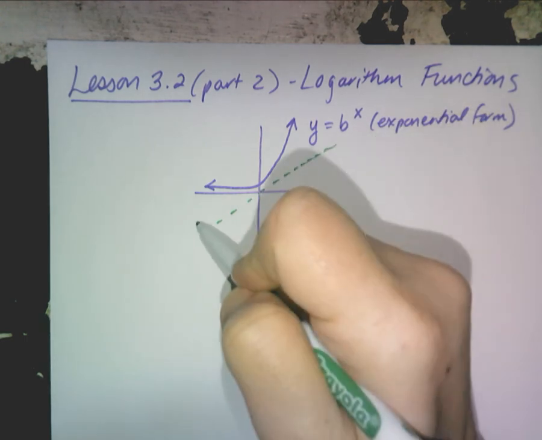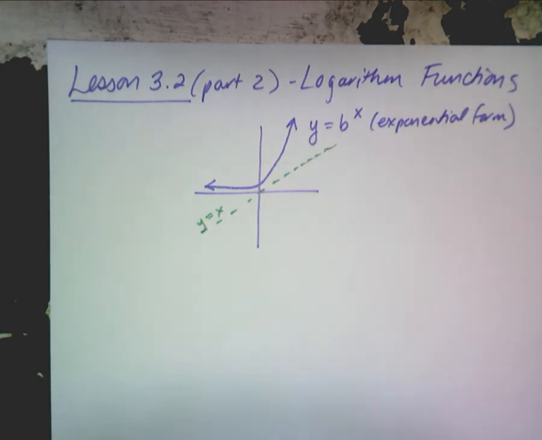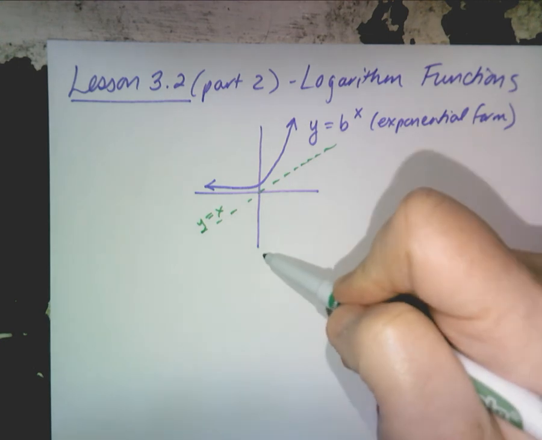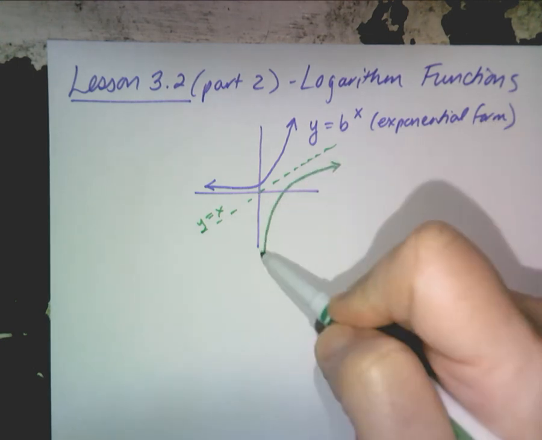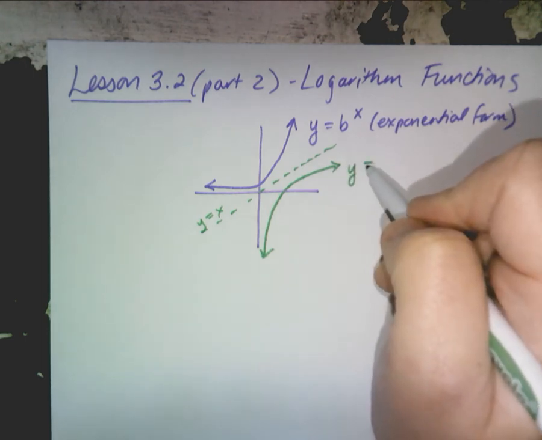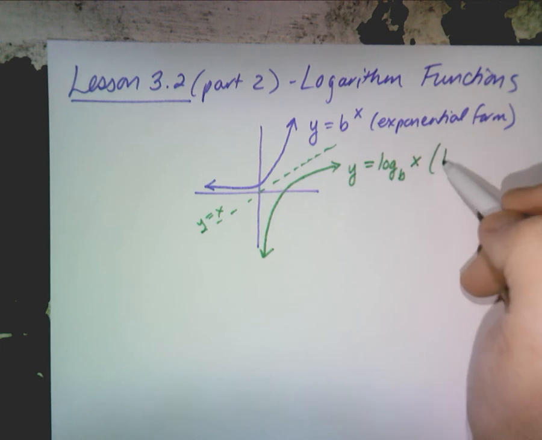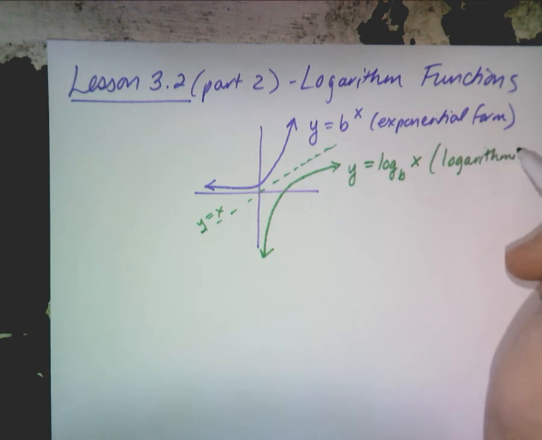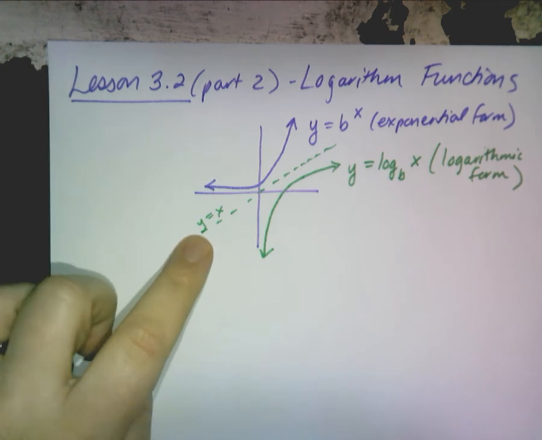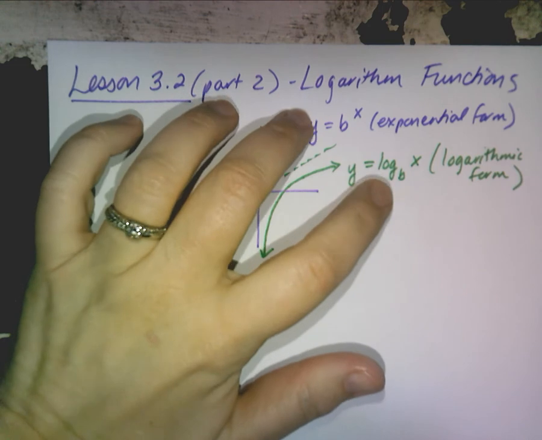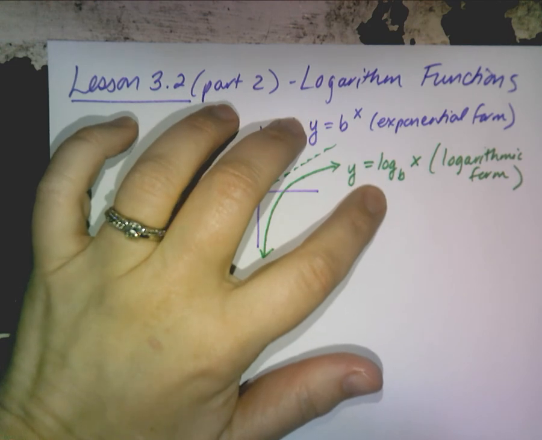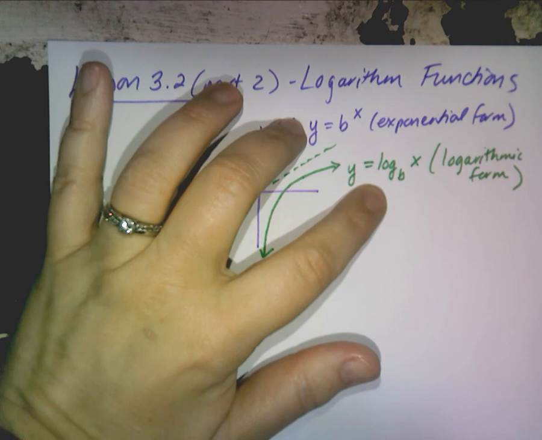Okay? Well, if I flip it over this magical line called the y equals x line, it's magical for a reason. I'll tell you in a minute. You would get something that looks like this. And this would actually be y equals log base b of x. This is called a logarithmic form. Now, why is this important? Because when you flip over the y equals x line, that means these two functions are what? Starts with an I. Inverse. They are inverses of each other.